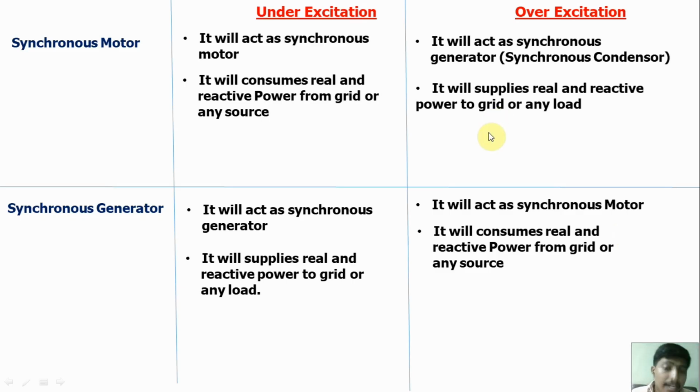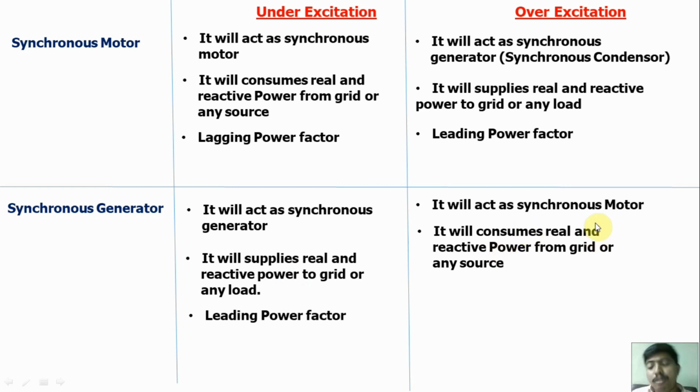Next, if it consumes power, what will be the power factor? If it consumes, the power factor will be lagging. If it supplies power, it is a leading power factor. Here it supplies the power, so leading power factor. Here it consumes the power, so lagging power factor. Lagging power factor means it will consume power. Leading power factor means it will supply power. That is the difference.